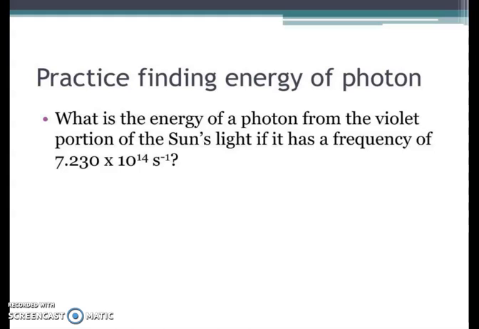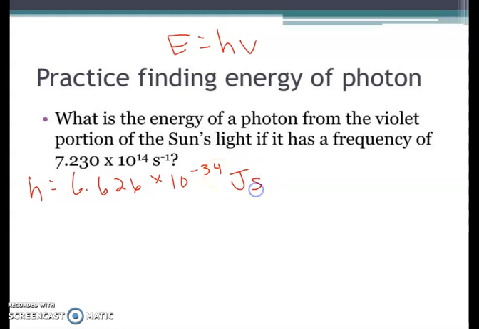All right, so again, we're going to do some practice problems. Our equation is going to be E equals hv, which is going to be the energy of the photon is equal to the Planck's constant and the frequency of light. So Planck's constant is going to be 6.626 times 10 to the negative 34th joules times seconds. All right, so what is the energy of a photon from the violet portion, so violet light, if it has a frequency of 7.230 times 10 to the 14th per second, or hertz?